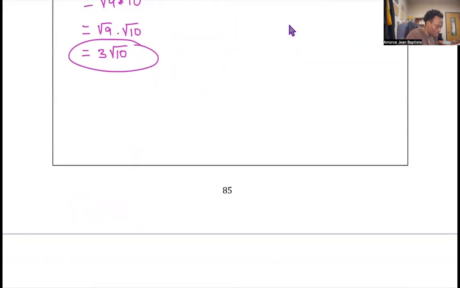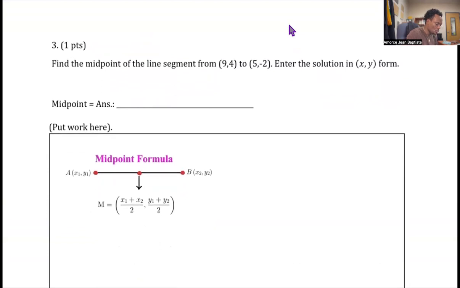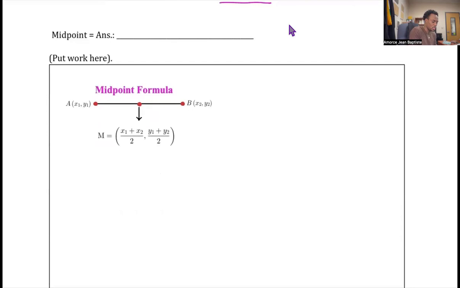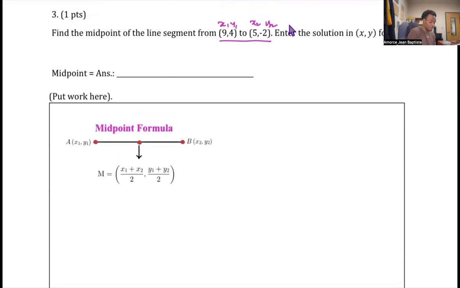All right, next example here is we want to find the midpoint of the two points 9, 4 and 5, negative 2. I'm going to call x1 here and y1. X1 is 9, y1 is 4. X2, I take it as 5, and then y2. It's just for me to keep everything in place, not to get confused when I'm getting my values.